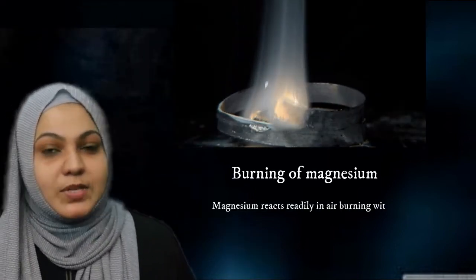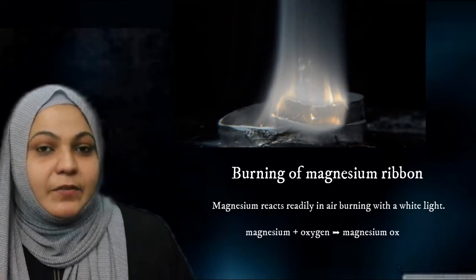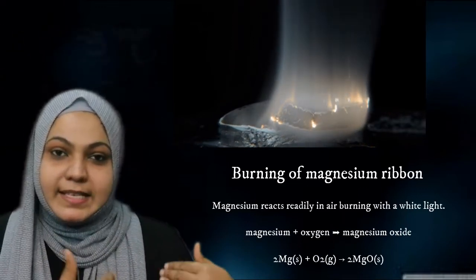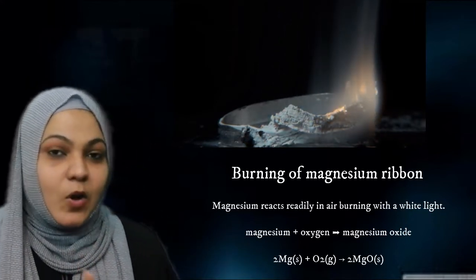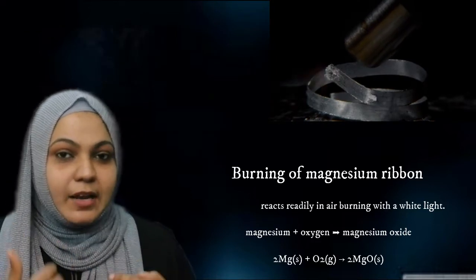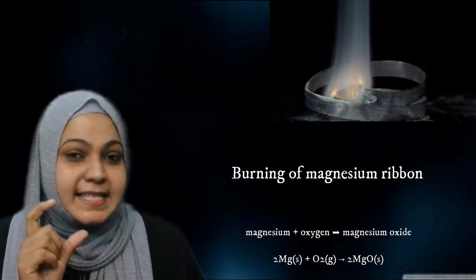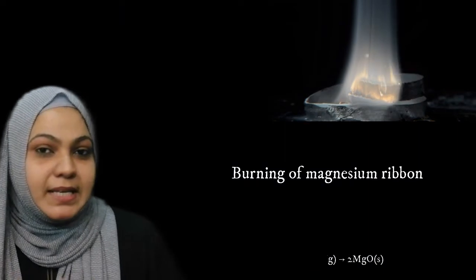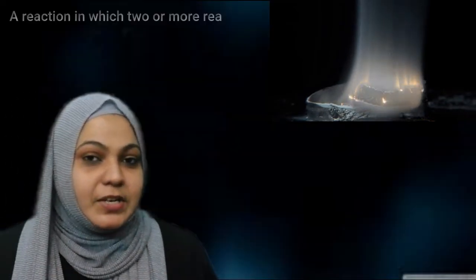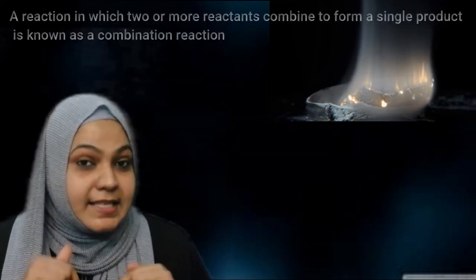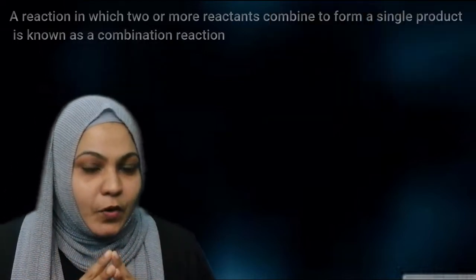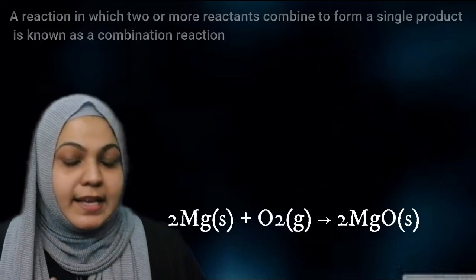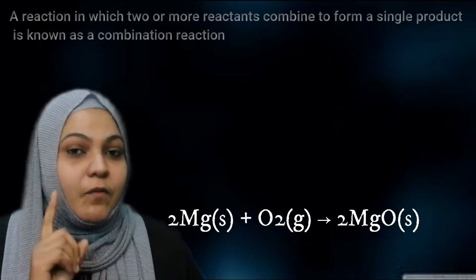Magnesium reacts with oxygen. You know that magnesium oxide is formed. So here we can see on the left hand side there are two reactants, that is magnesium and oxygen. When magnesium and oxygen combine, a single product is formed, that is magnesium oxide. So what is the definition for combination reaction? In this reaction, two or more reactants combine to form a single product. So when you look at the right hand side, you can see only one product.